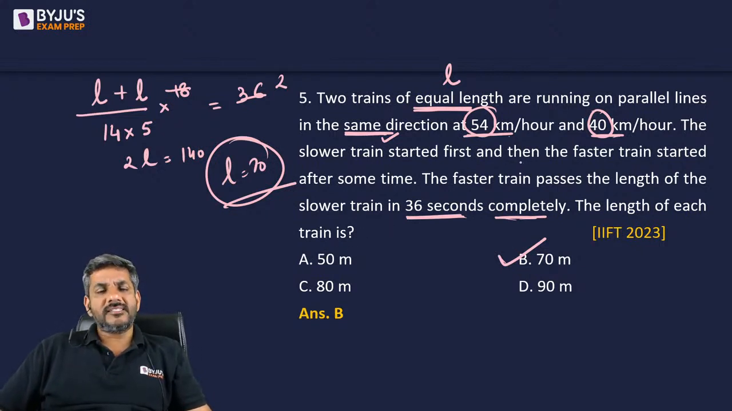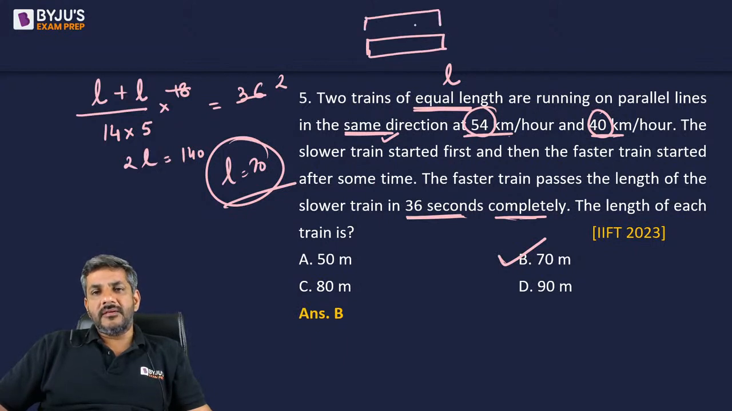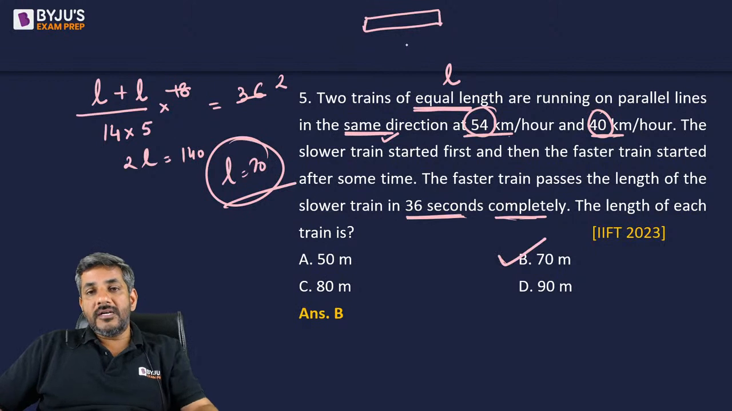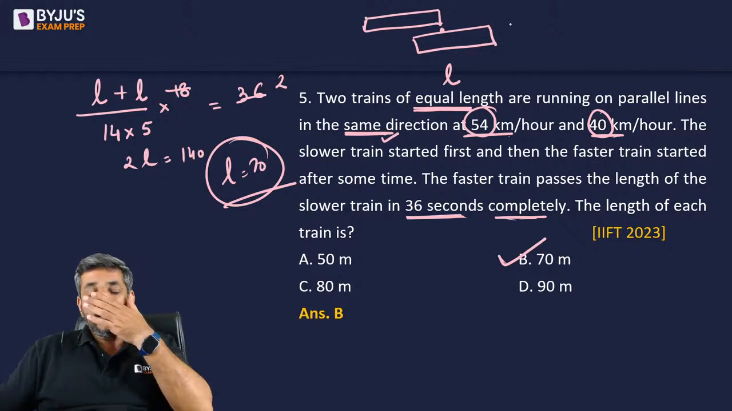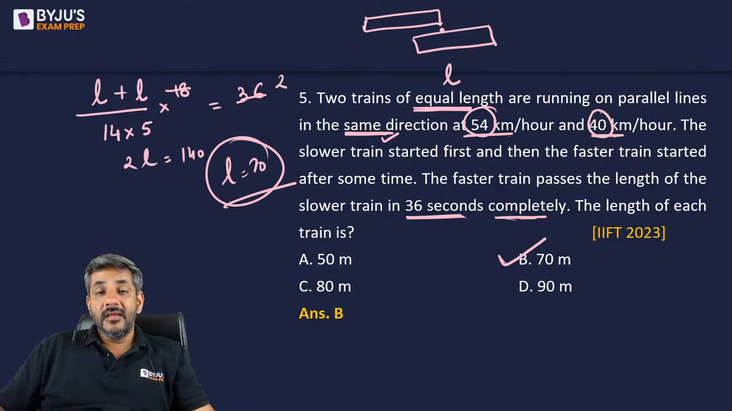The question said the slower train started first, the faster train started after some time. Now this is the slower train, right? Initially they are together. There is a possibility that when the slower train reaches this point, the faster train started covering it and completely crossed it in 36 seconds. In that scenario, the faster train did not have to cover L plus L. It had to cover the length of this train plus its own length. Now it is not known from which point it starts crossing.